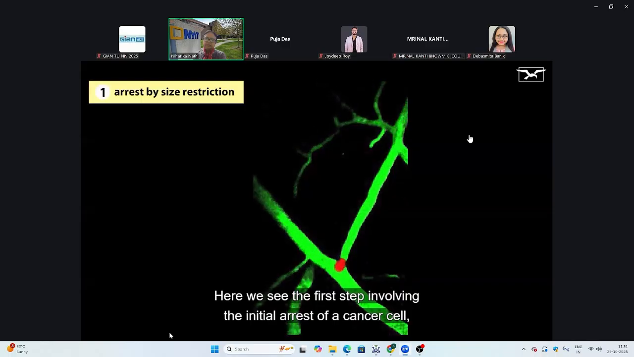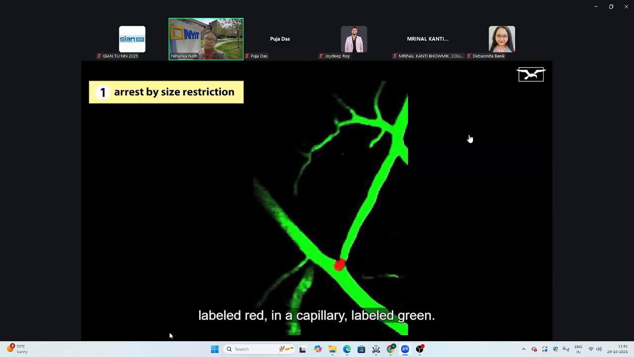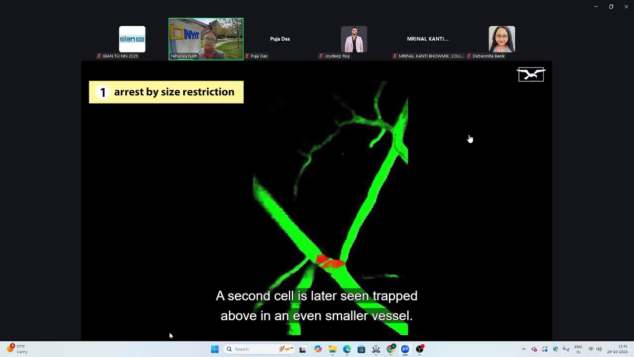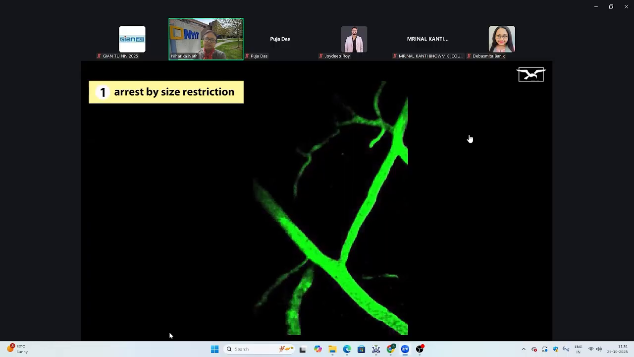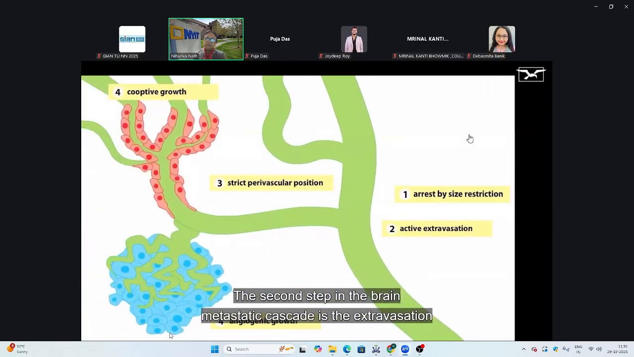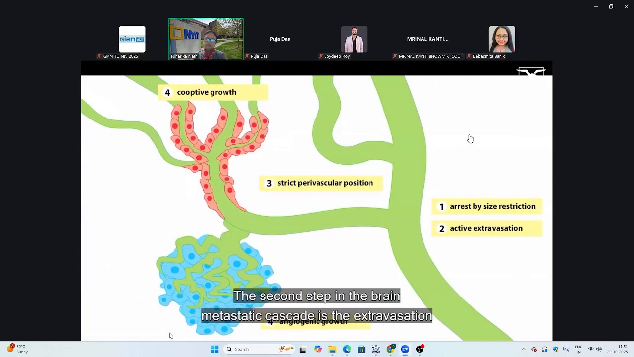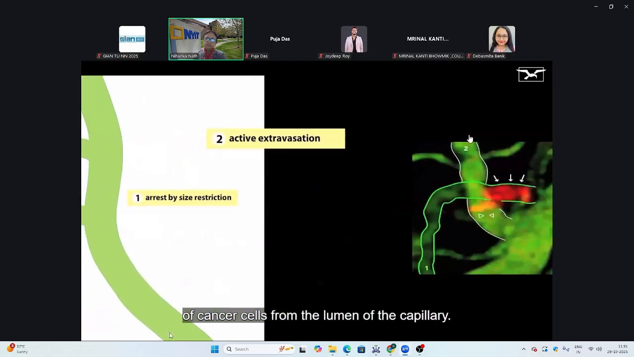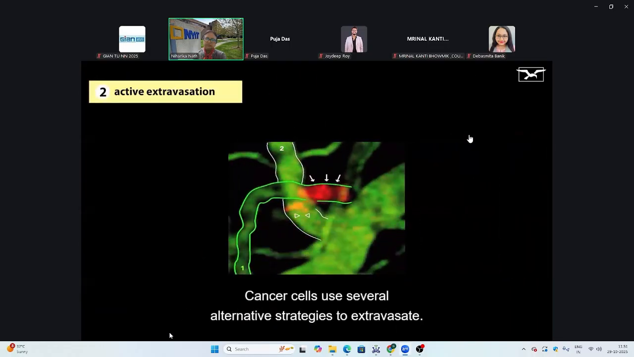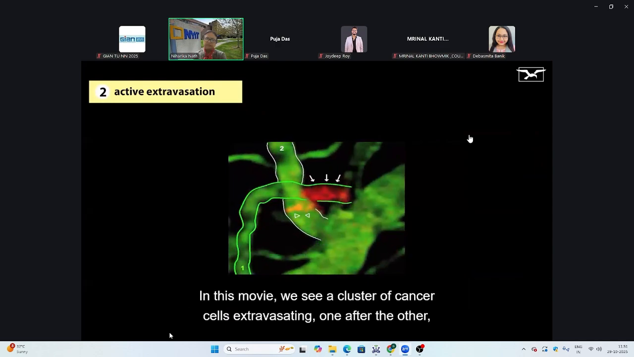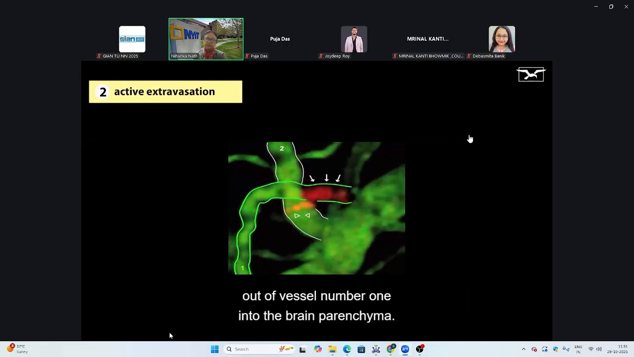Here we see the first step involving the initial arrest of a cancer cell, labeled red, and a capillary, labeled green. A second cell is later seen above, trapped in an even smaller vessel. The second step in the brain metastatic cascade is the extravasation of cancer cells from the lumen of the capillary. Cancer cells use several alternative strategies to extravasate. In this movie, we see a cluster of cancer cells extravasating, one after the other, out of vessel number 1 into the brain parenchyma.